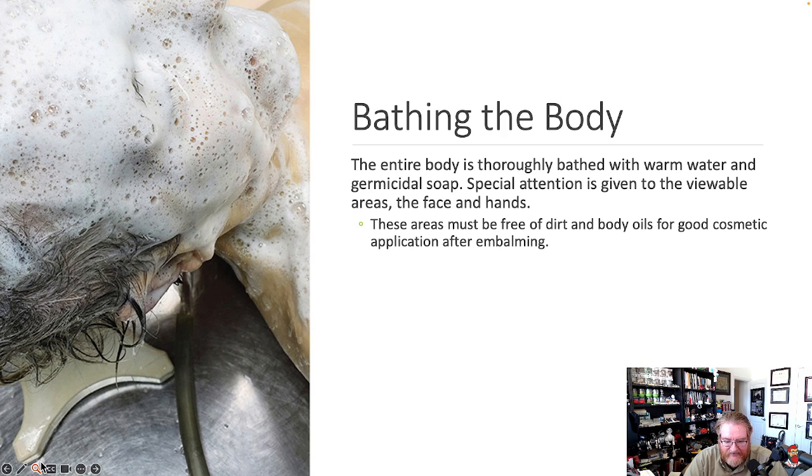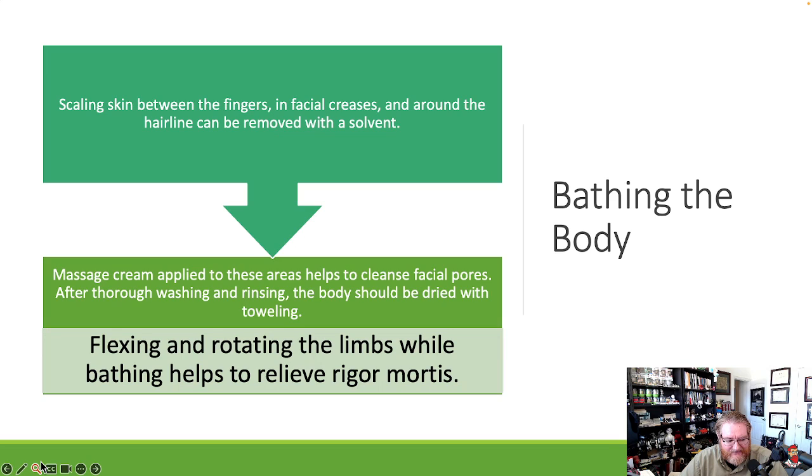The entire body is thoroughly bathed with warm water and germicidal soap. Special attention is given to the viewable areas, the face and hands. And obviously, these areas must be free of dirt and body oils for good cosmetic application after embalming. Scaling skin between the fingers and facial creases and around the hairline can be removed with a solvent. This is typically a dry wash or an acetone. Massage cream applied to these areas helps to cleanse facial pores.